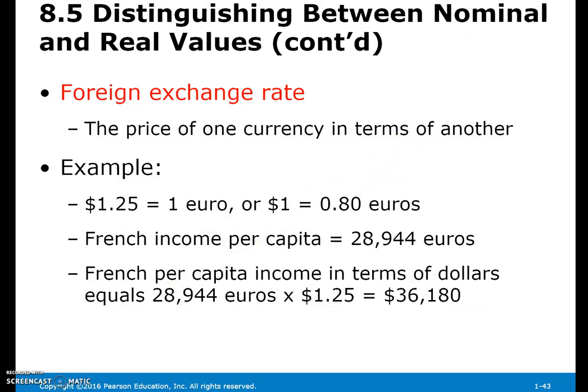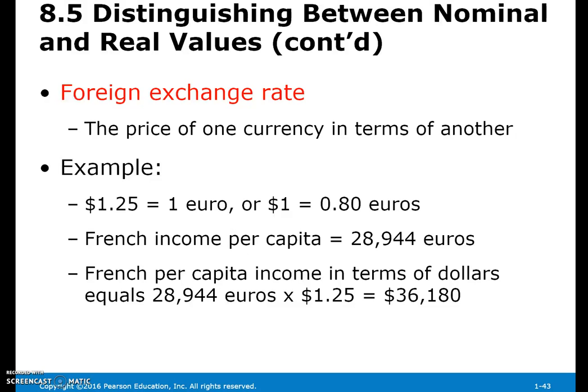We also want to think a little bit more about what the foreign exchange rate does for the economy, right? The foreign exchange rate is the price of one currency in terms of another. For example, $1.25 is 1 euro, or $1 equals 0.8 euros. And of course, these may not be accurate to the day. These exchange rates are constantly changing, so you can Google to see what the current exchange rates are.